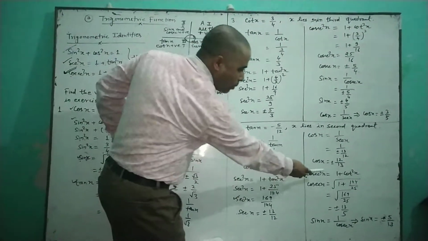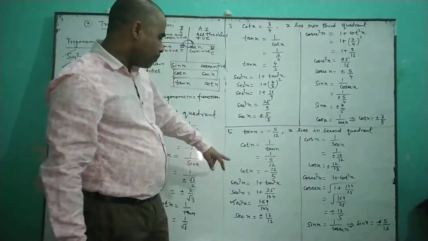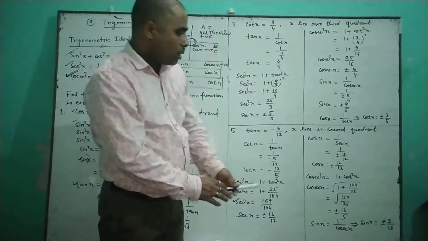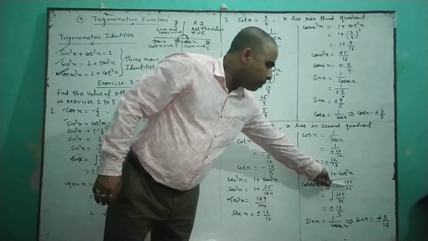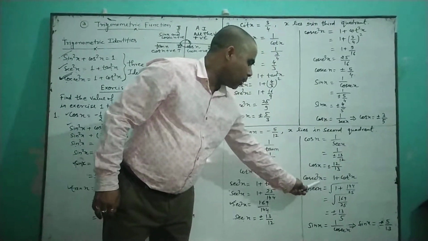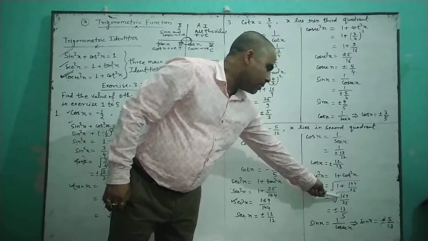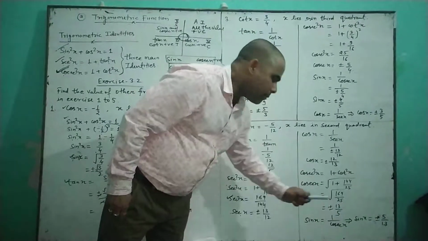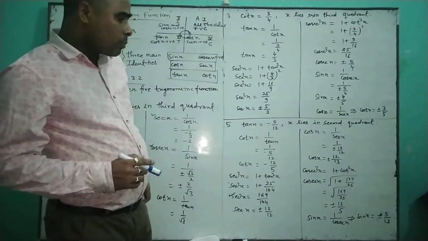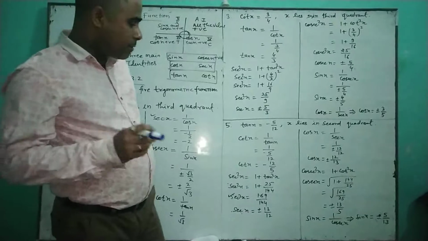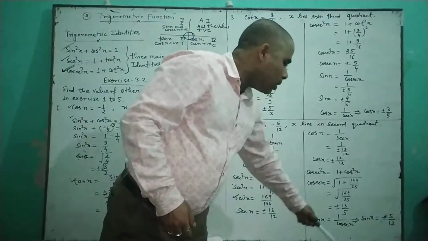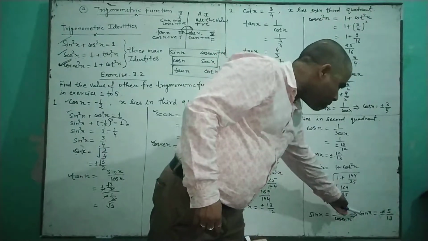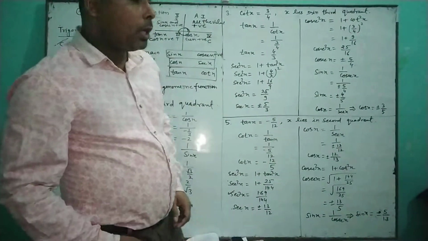Now 1 plus cot square x, it means the value of cot x is minus 12 by 5. Now the square of that is 144 by 25, and under the root, 1 plus that, taking LCM, is 169 by 25. The square root of 169 is 13, and the square root of 25 is 5. Now this is the value of cosec x. After that, sin x is the reciprocal of cosec x. Now 1 by cosec x, so sin x will be plus minus 5 upon 13.